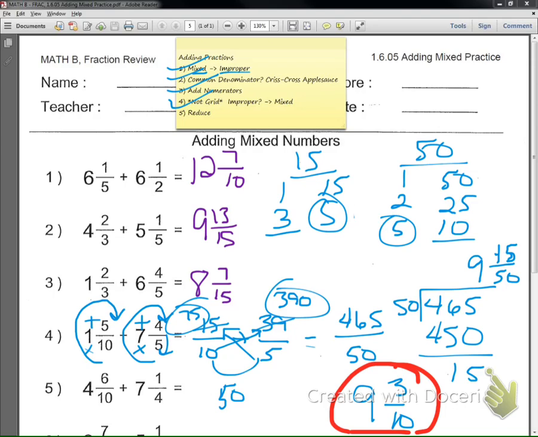Okay, go ahead and do the rest for practice, and you can click on the self-check and correct to see if you have the correct answers on these. Good luck.